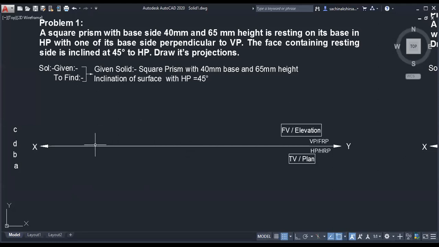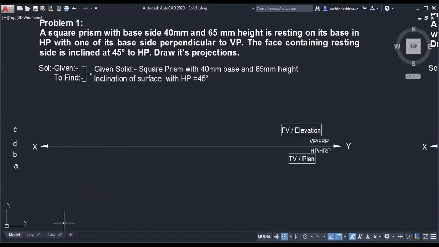So shall I start with its true shape? Further conditions are given, that we will see. First, as we were drawing true shape and edge view or line view, that was the first step in projection of solid. Here also we have to draw the solid now with its first initial condition. Initial condition is: it is resting in HP on its base. So that we have to draw. So shall we start?